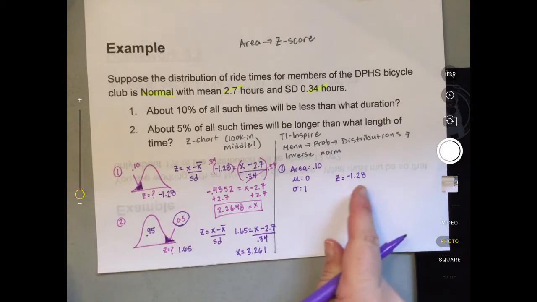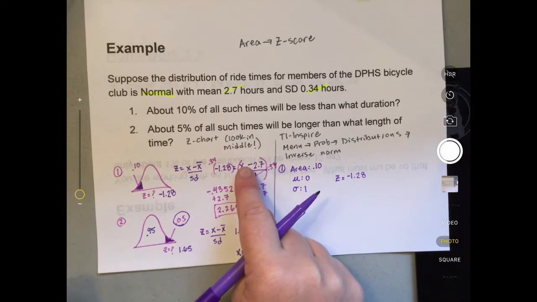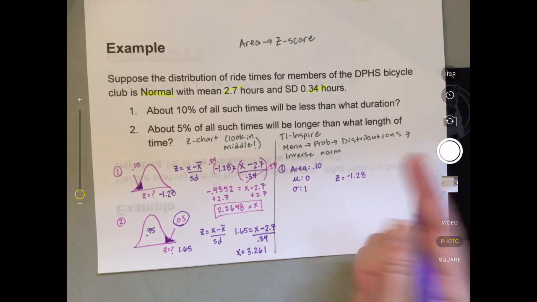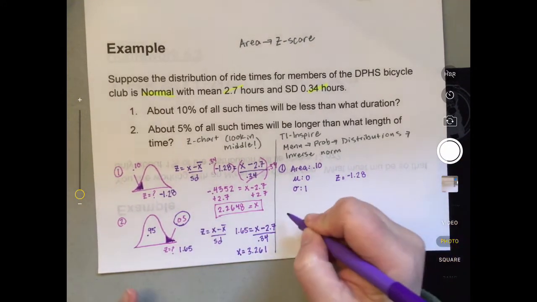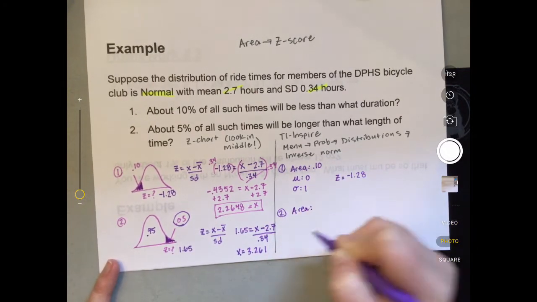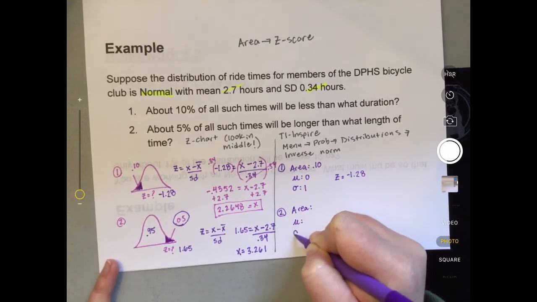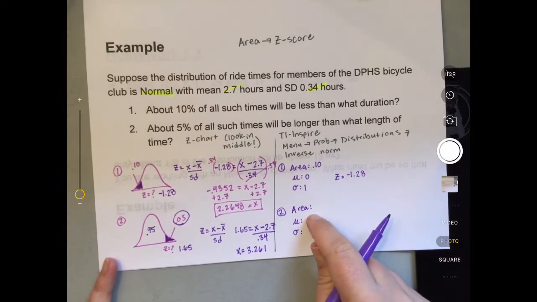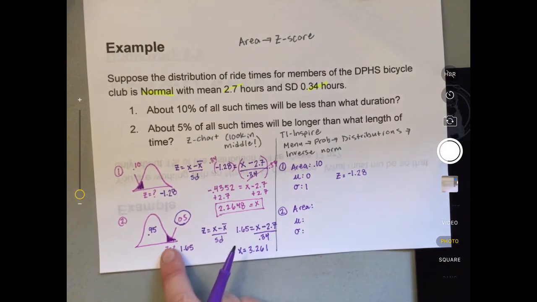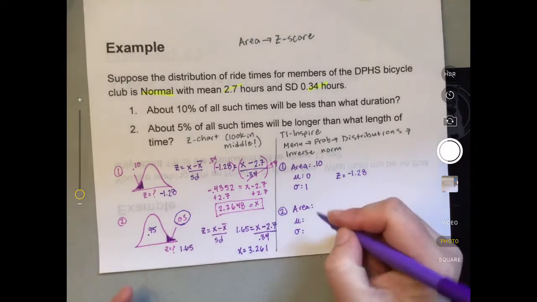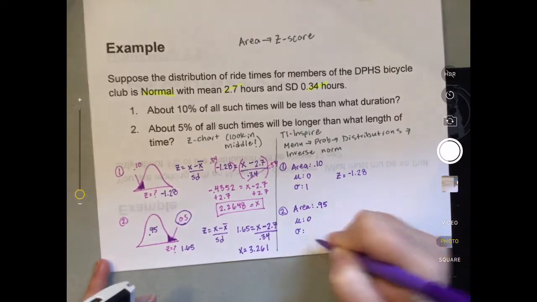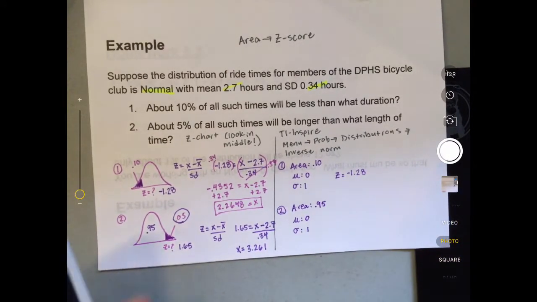So then again, you would just plug it into this formula to find x, okay? This is just giving you the z-score, but you would need to put it back into the formula to find x. For number 2, I'm going to use the same calculator command. So it's going to ask for my area, mu, and sigma. Well, remember, it's always asking for the area to the left of the z-score you want to find. Well, the area to the left of the z-score we wanted to find is 0.95. Mu is 0, sigma is 1 because it's a standard normal curve.